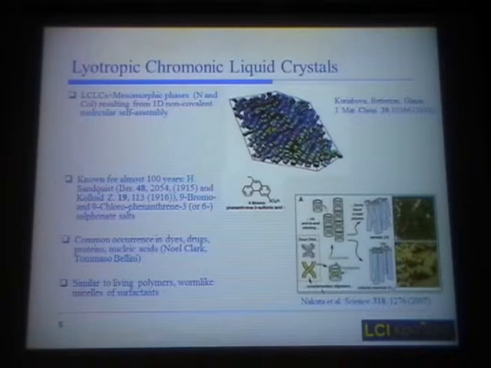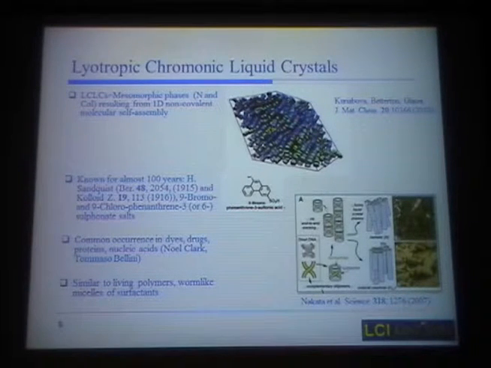You see here that these molecules try to form columns, and the columns are more or less flexible, and they are of variable length, and this was done at the University of Colorado in the Glaser group. Materials of this type have been known for already more than 100 years.